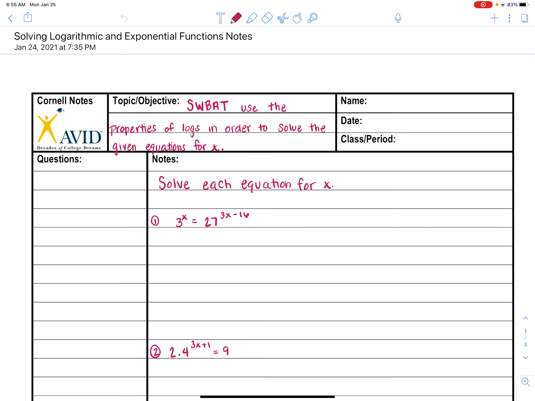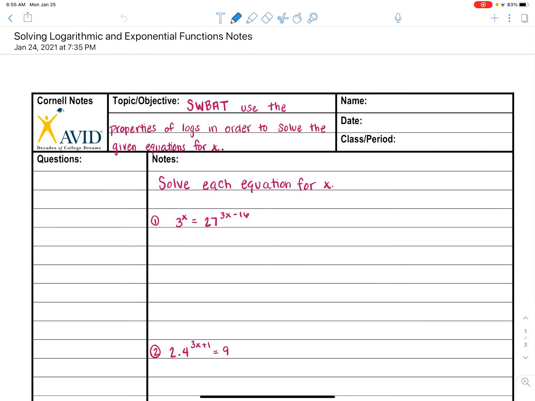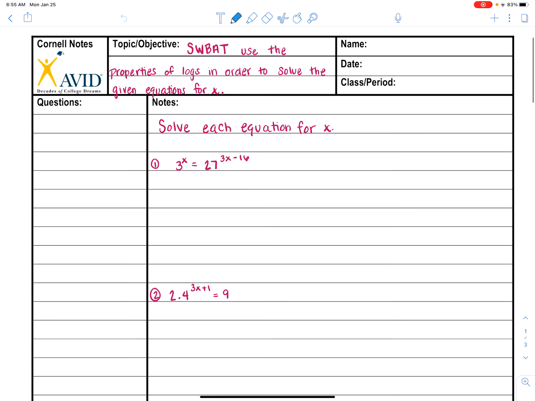So let's start with something that we do know how to do. If I have 3 to the x power equals 27 to the power of 3x minus 16, you know that the exponential function's properties say that if I can get the same base, then I can solve the exponents. So I'm going to take 27 and turn it into a base of 3, because I know 27 is really 3 cubed. So I have 3 cubed now to the 3x minus 16 power equals 3 to the x power.